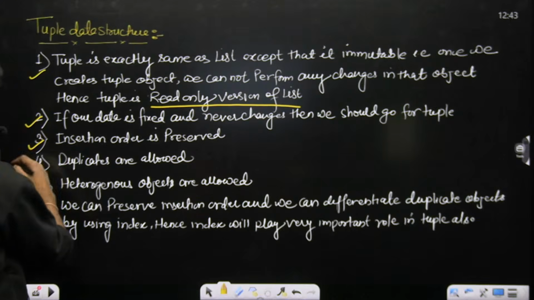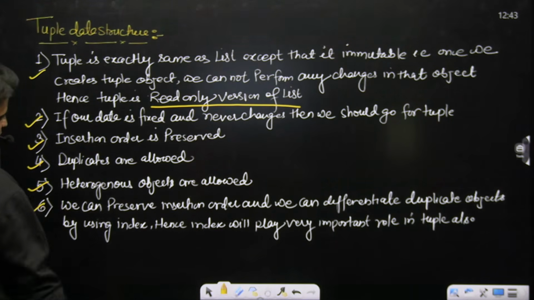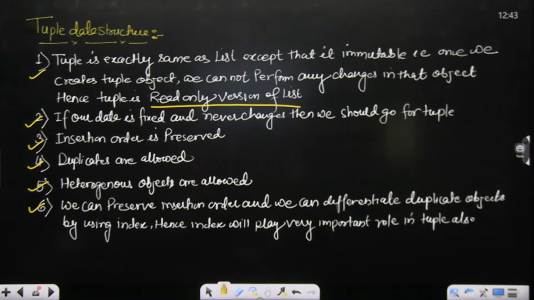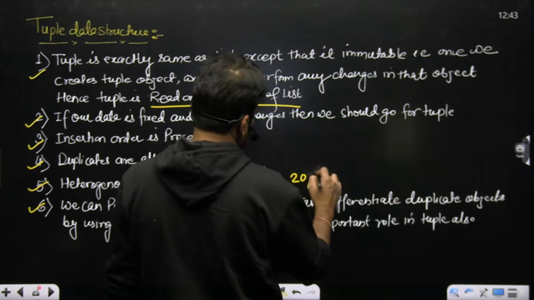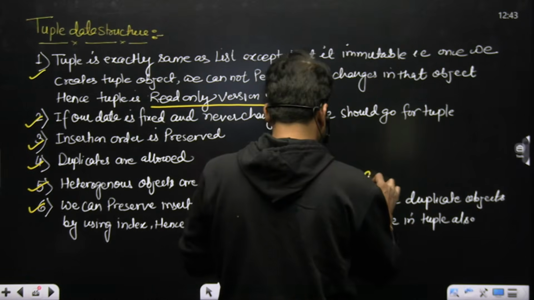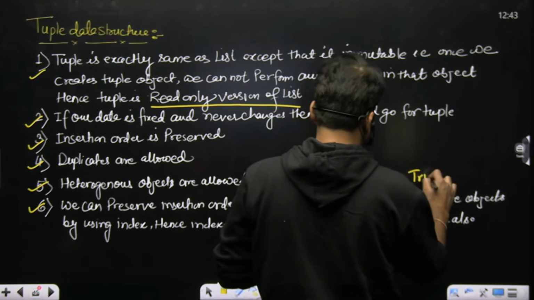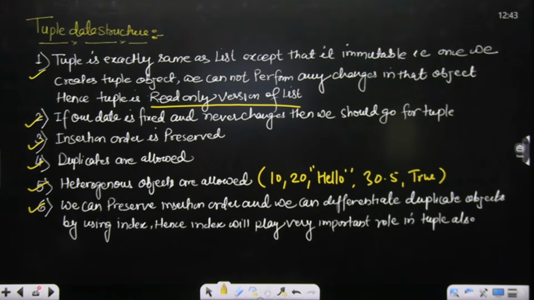Insertion order is preserved, same as list. Duplicates are allowed, same as list, student. Heterogeneous objects are allowed, same as list. We can preserve insertion order, and we can differentiate duplicate objects by using index. It is iterable and supports index. So it is heterogeneous, just like 10, 20, hello, 30.5. This is a heterogeneous collection, same as list.